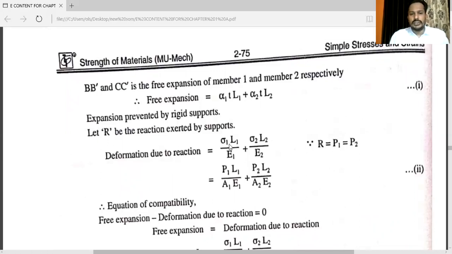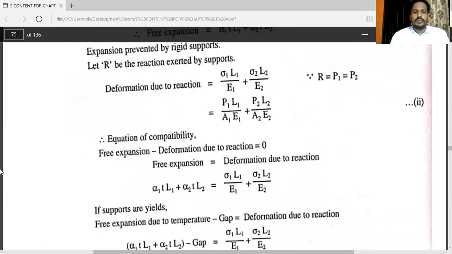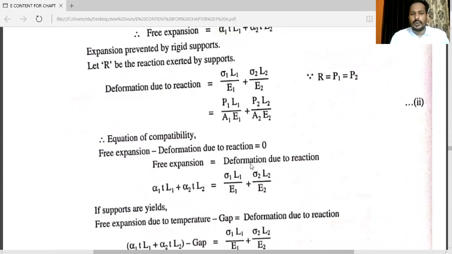Deformation due to reaction, you know the formula of deformation, that is PL upon AE. Here deformation due to reaction is sigma 1 into L1 upon E1 plus sigma 2 into L2 upon E2. Already we know the formula. This is the equation for compatibility. Free expansion is equal to deformation due to the reaction. So alpha 1 into T into L1 plus alpha 2 into T into L2 is equal to sigma 1 into L1 upon E1 plus sigma 2 into L2 upon E2.